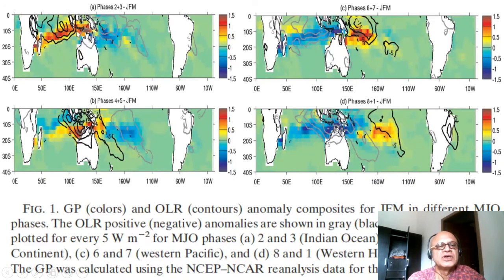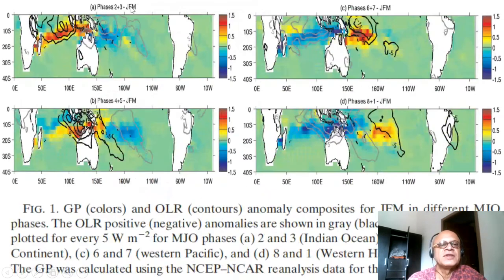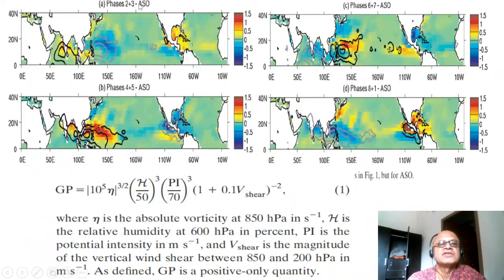Indian Ocean into the maritime continent region. Over here there are also cyclones being born. Of course there are cyclones being born here, cyclones born here, and so on. And you can also see the different season. This is January, February, March, and this is August, September, October, and you can see again the relation between MJO phases and genesis potential.